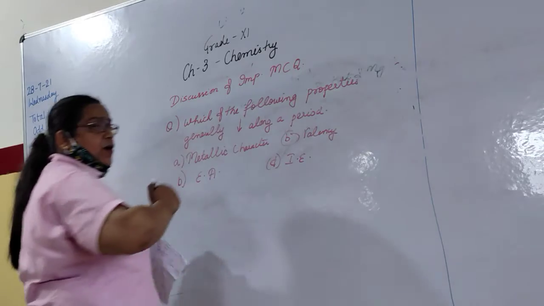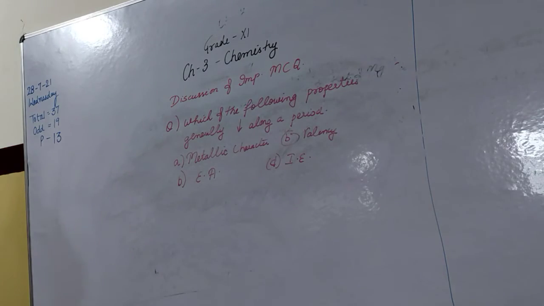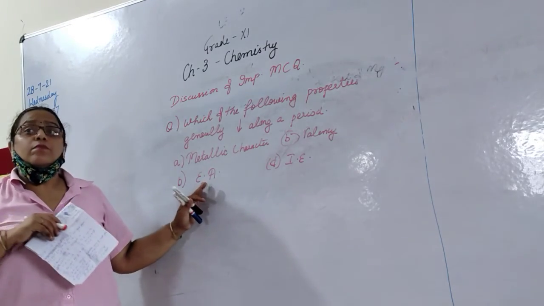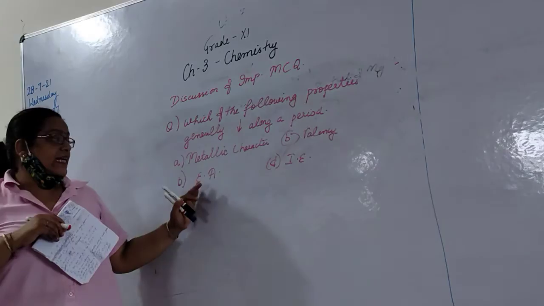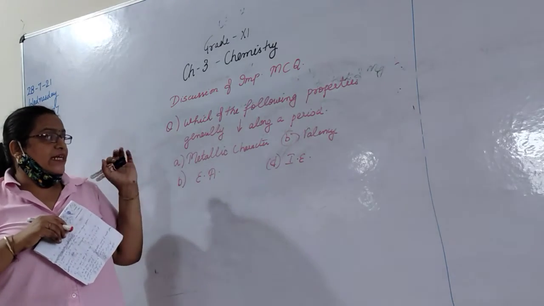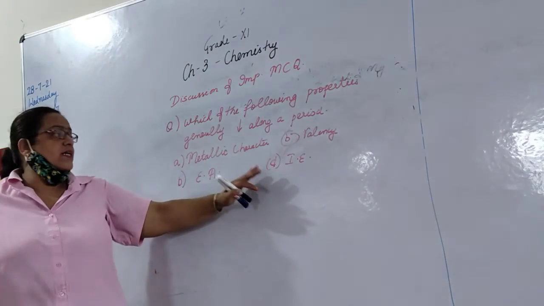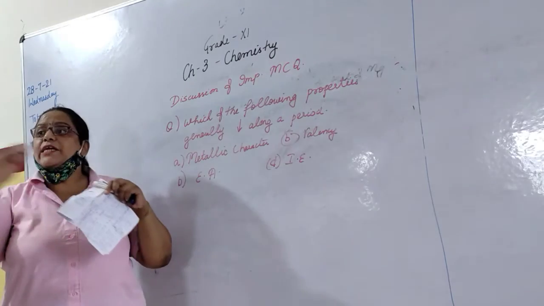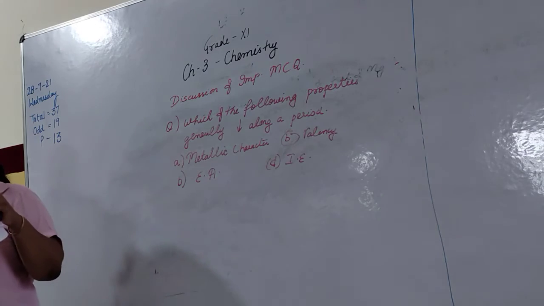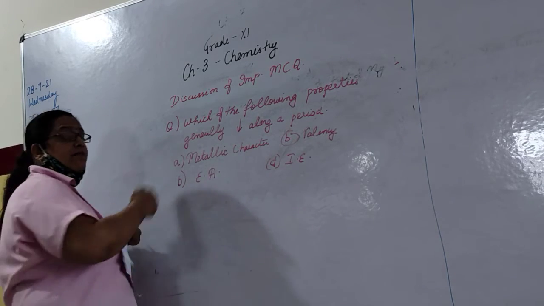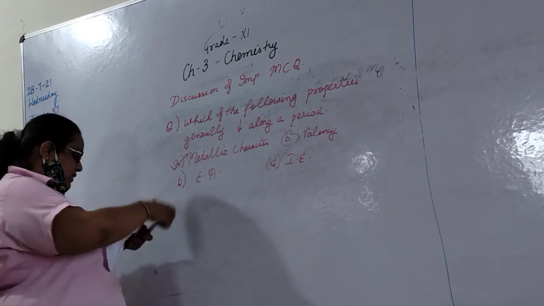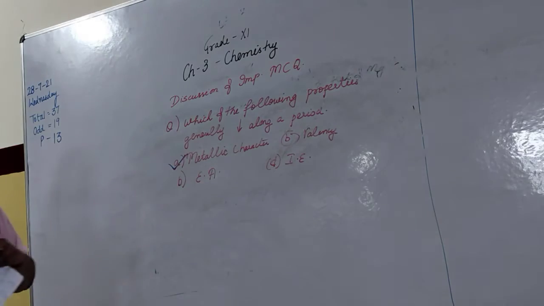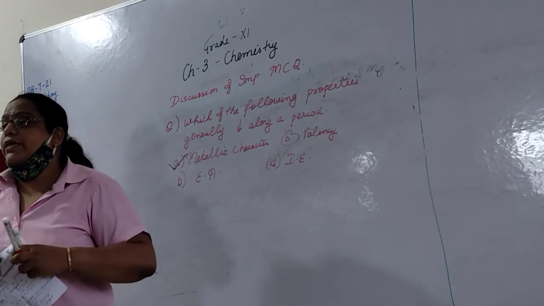Along the period, that is from left to right in the periodic table, does electron affinity increase? No, it does not. Ionization energy increases. Valency does not show a particular order; first it increases, then decreases. And after that, metallic character. So your answer is metallic character. Fine. It decreases along the periods and increases along the groups.